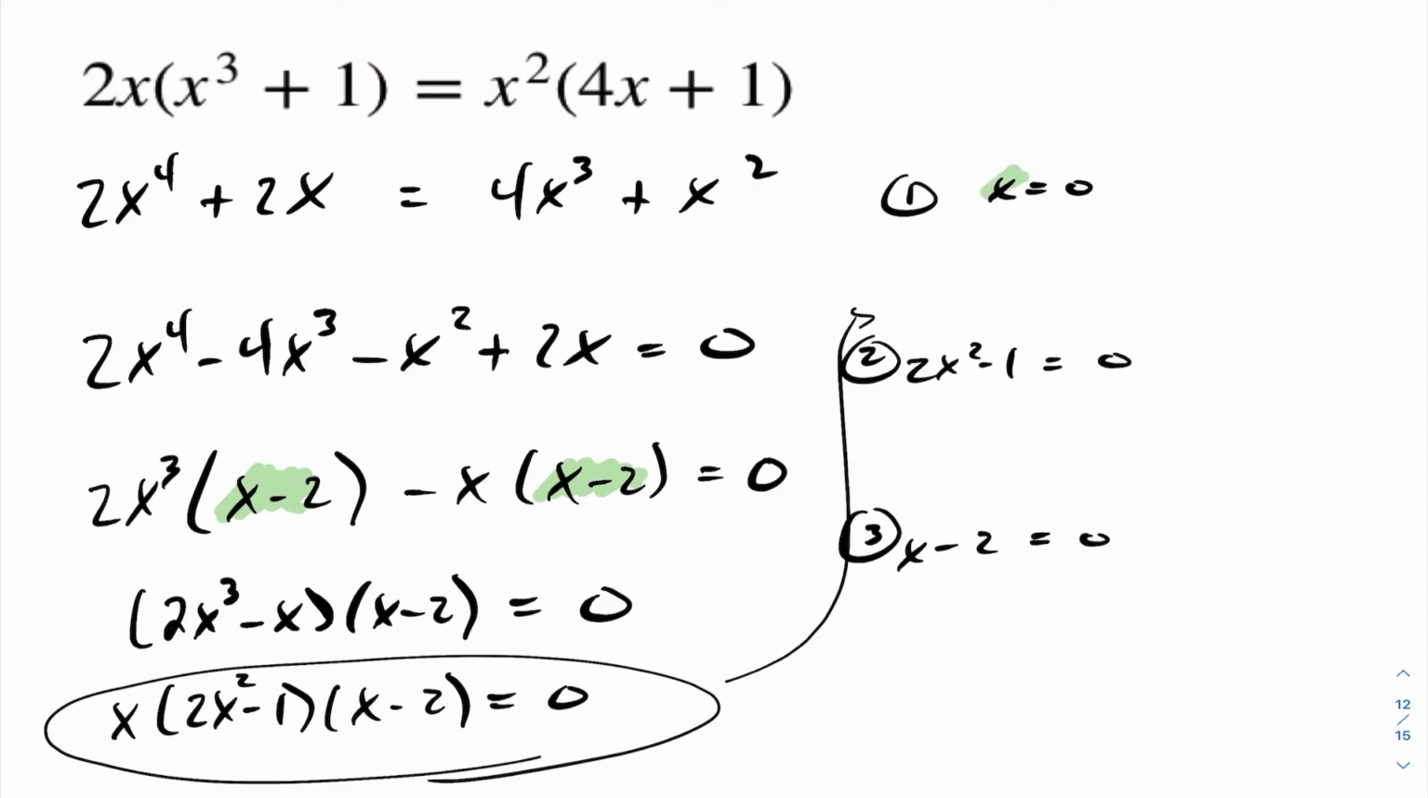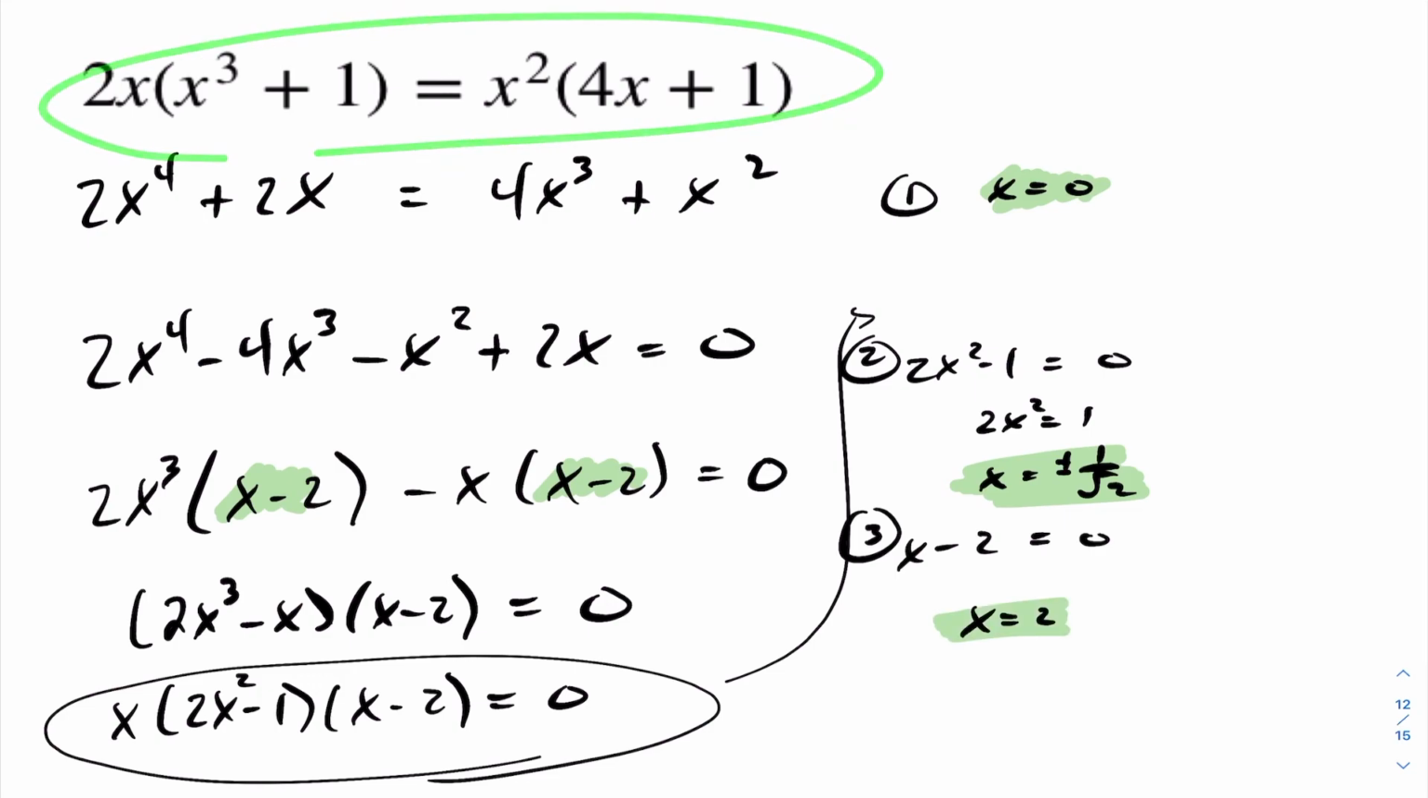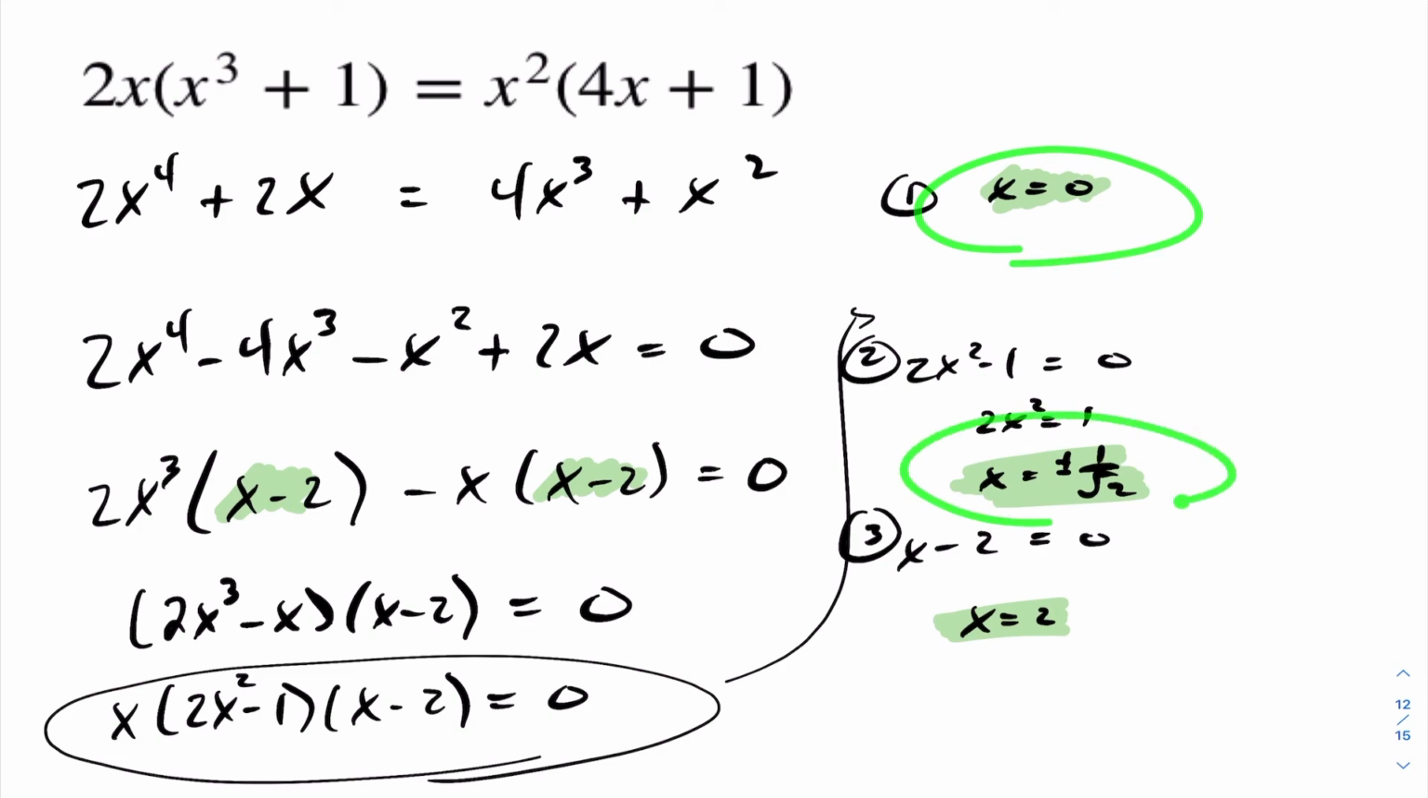So we can see here one possible root is x equals 0. Another possible root, solving for x, we get 2x squared is 1, in which case x is plus or minus 1 over root 2. And lastly, here we get x equals 2. So the following polynomial equation of degree 4 has x equals 0, plus or minus 1 over root 2, and 2 as its roots. Let's take a look at another example.